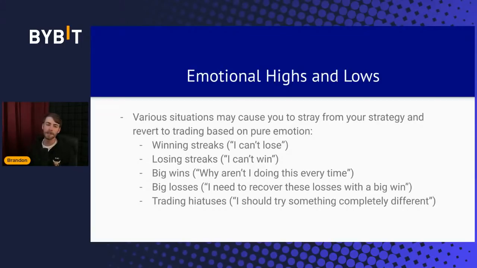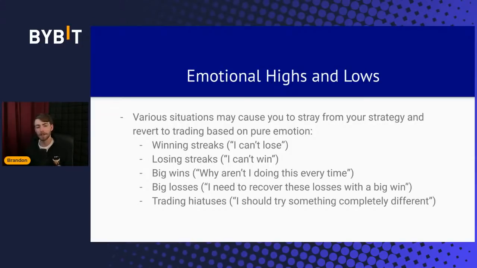So first we have winning streaks. When you're on a winning streak, you might say, I can't lose. And you may end up opening up trades that don't align with your strategy. It's the same thing with big wins. You're saying, why aren't I doing this every time? Why am I not going for a plus 70% trade or a plus 50% trade every single time?